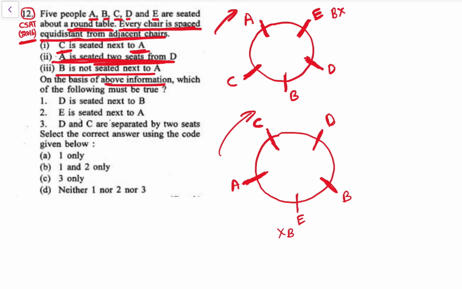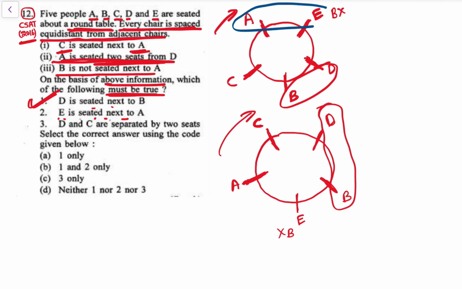Now let's see. On the basis of the above information, which of the following must be true? D is seated next to B. Yes, D is seated next to B in both cases, so this must be true. Then E is seated next to A. E is seated next to A here and E is seated next to A here. So option 2 is also correct.